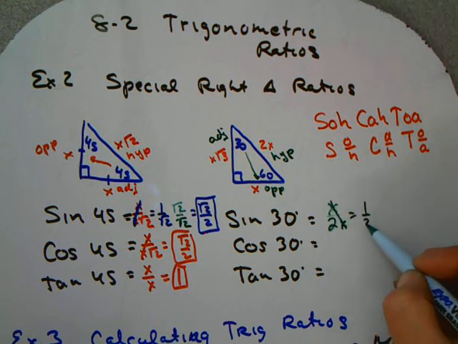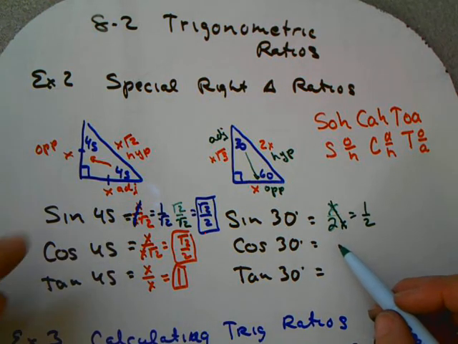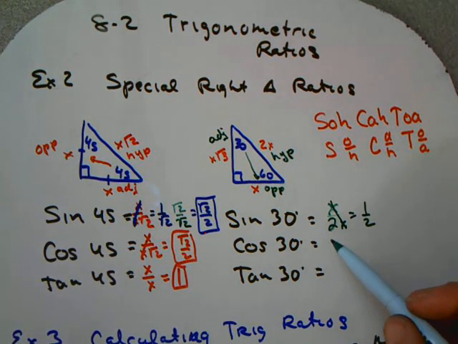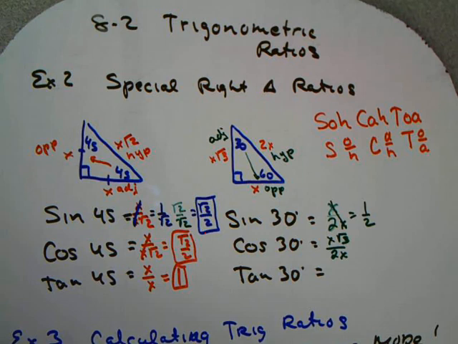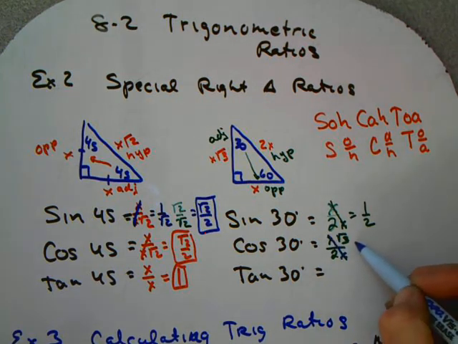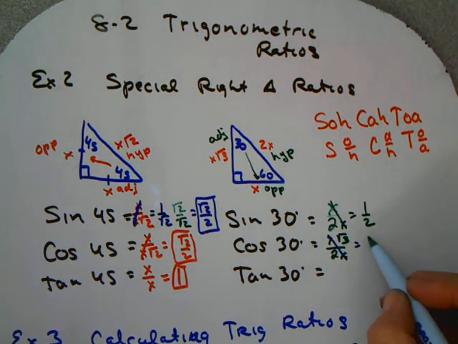The cosine of 30 degrees is going to give me the adjacent leg, x square root of 3, over the hypotenuse, 2x. Well, the x's are going to cancel out. That equals 1, and I'm left with square root of 3 over 2 for my cosine of 30.